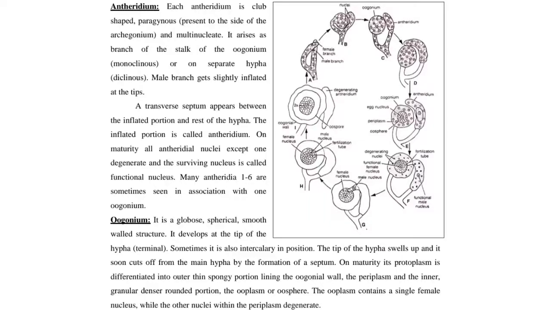Oogonium. It is a globose, spherical, smooth-walled structure. It develops at the tip of the hypha, terminal. Sometimes it is also intercalary in position. The tip of the hypha swells up and is soon cut off from the main hypha by the formation of a septum. On maturity, its protoplasm is differentiated into an outer thin spongy portion lining the oogonial wall, the periplasm, and the inner, granular denser rounded portion, the ooplasm or oosphere. The ooplasm contains a single female nucleus, while the other nuclei within the periplasm degenerate.